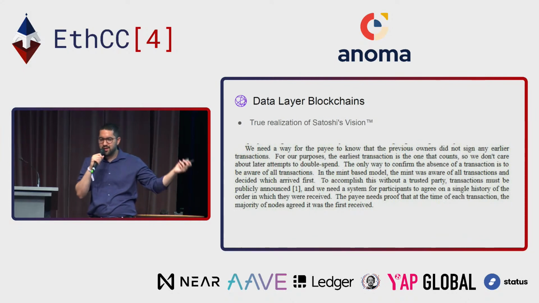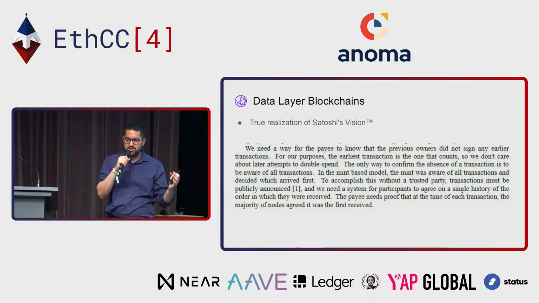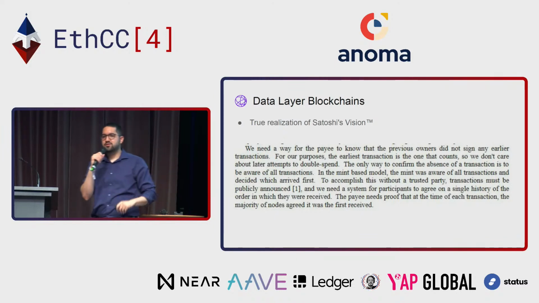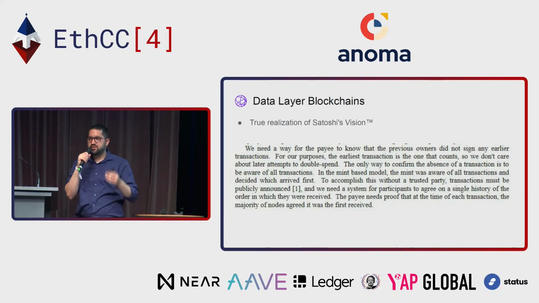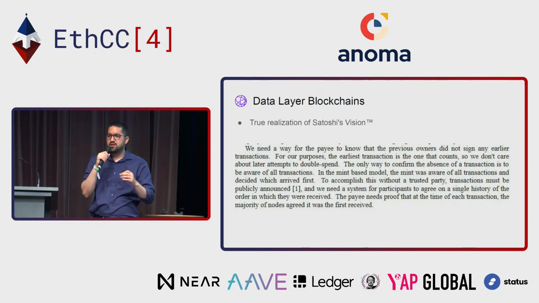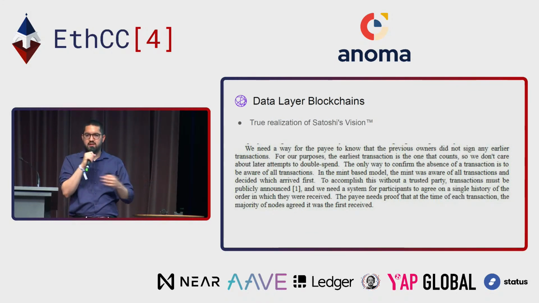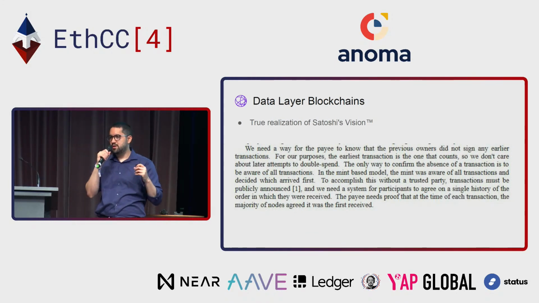Satoshi, in the Bitcoin design paper, describes what a blockchain does, which says, we need a way for the payee to know that the previous owner did not sign any earlier transactions. For our purposes, the earliest transaction is the one that counts. And he says here, and this is the important part, the only way to confirm the absence of a transaction is to be aware of all transactions. So he's saying, if we have a timestamping server, and people know all the transactions that ever occurred, they would just take the first valid one and ignore all the subsequent ones.